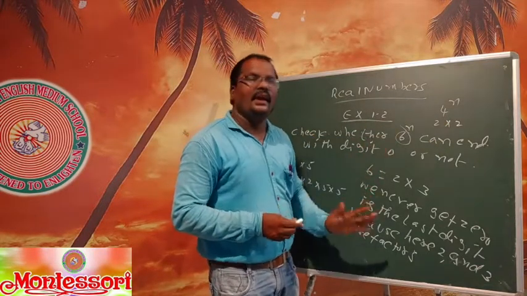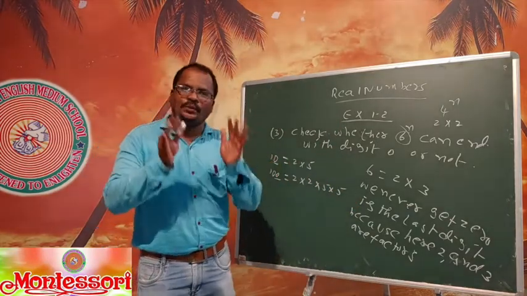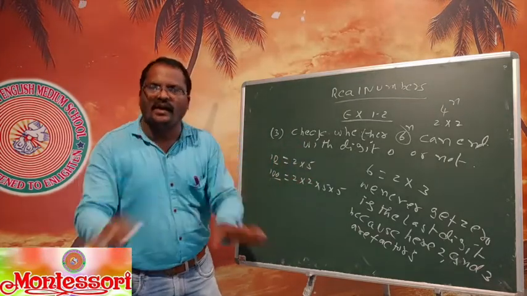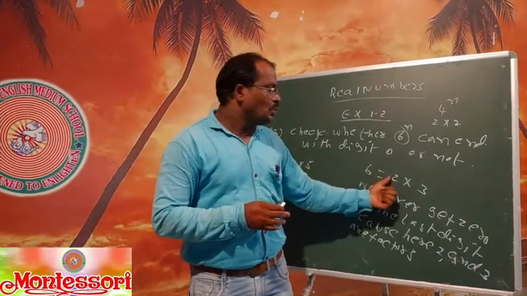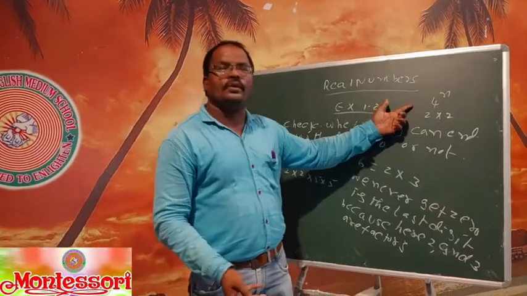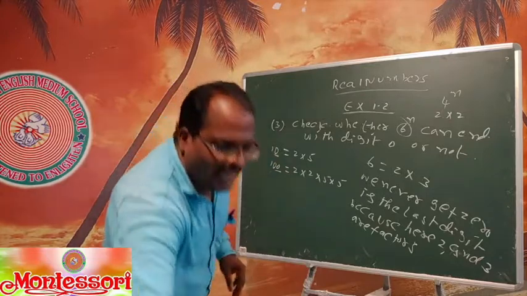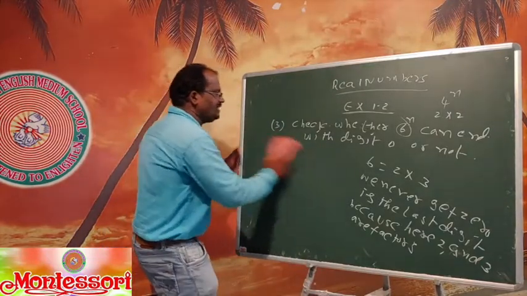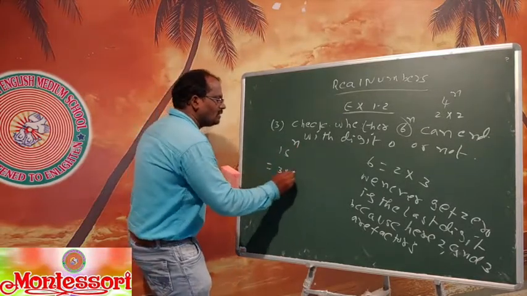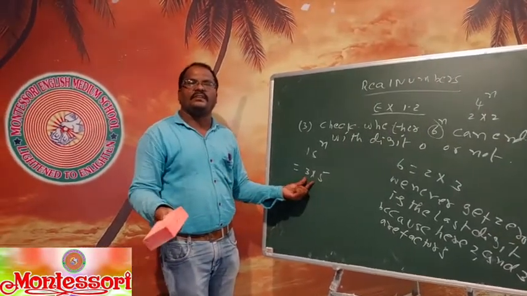So what is our answer? For any number to have last digit 0, the factors should be only 2 and 5. Then only the last digit becomes 0. But here it is 2 and 3. Here 5 is missing, so the last digit never becomes 0. 4 is 2 into 2, here also 5 is not there. For example, 15 power n. How do we write 15? 3 into 5. Here 2 is not there, but 5 is there. The last digit never becomes 0.